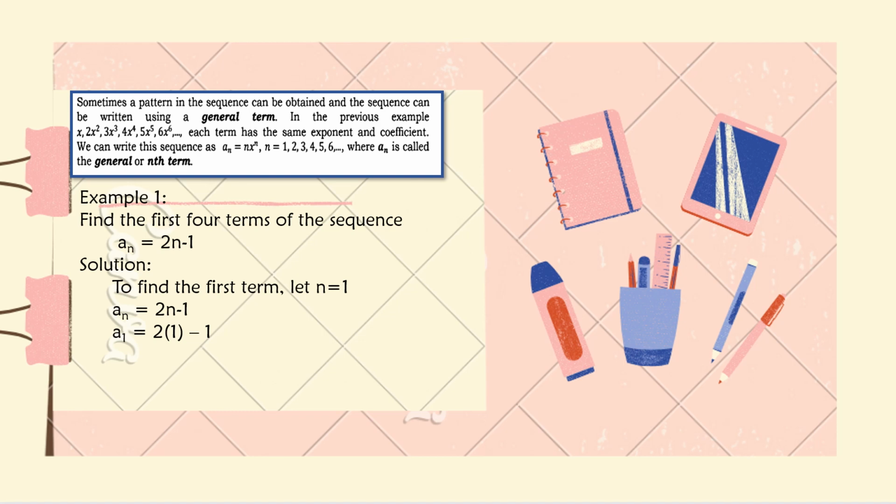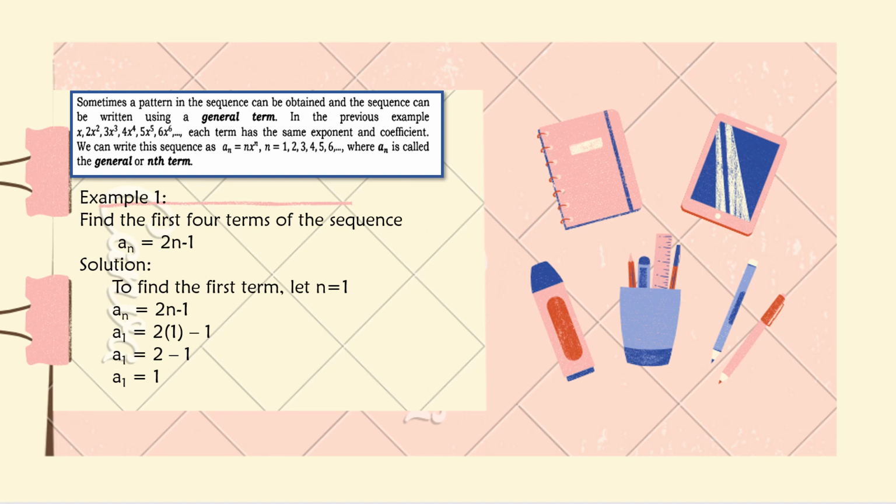We substitute 1 to n. So we have 2 times 1 minus 1. I-multiply natin yung 2 by n which is 1. Then minus 1. So we have 2 multiplied by 1, which is 2. Then bring down negative 1. So we have a sub 1 is equal to 2 minus 1, which is 1. Ibig sabihin ang first term natin ay 1.